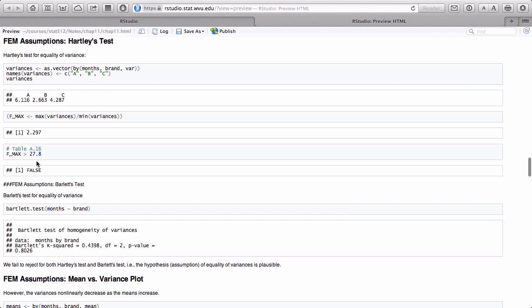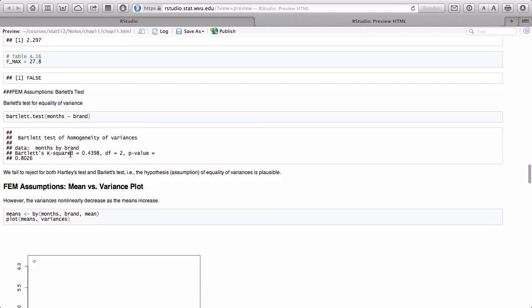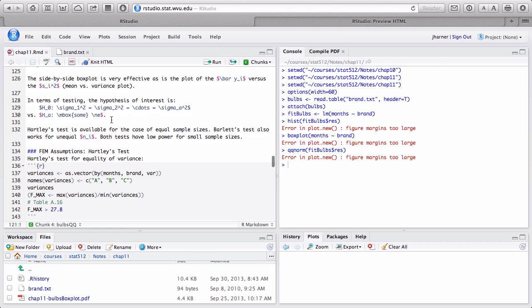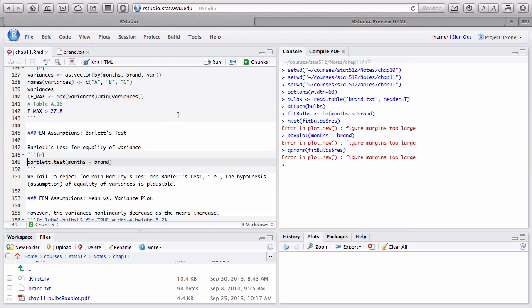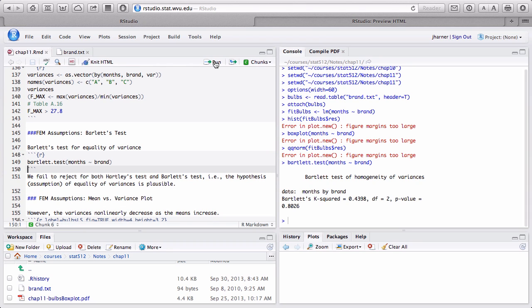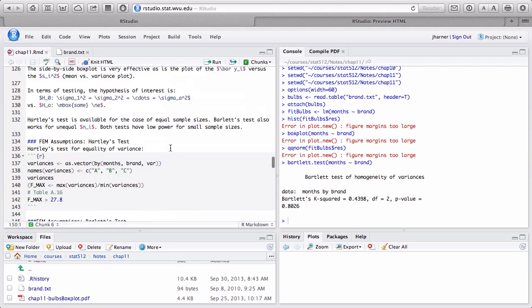And then Bartlett's procedure is built into R. There's something called Bartlett's test, and I can simply compute this, and again I get a p-value of roughly 0.8. So with Bartlett's test, you don't even come close to rejecting the null hypothesis. So in both cases, we're saying that assumption is okay. And maybe it's not too bad. It's not extreme.